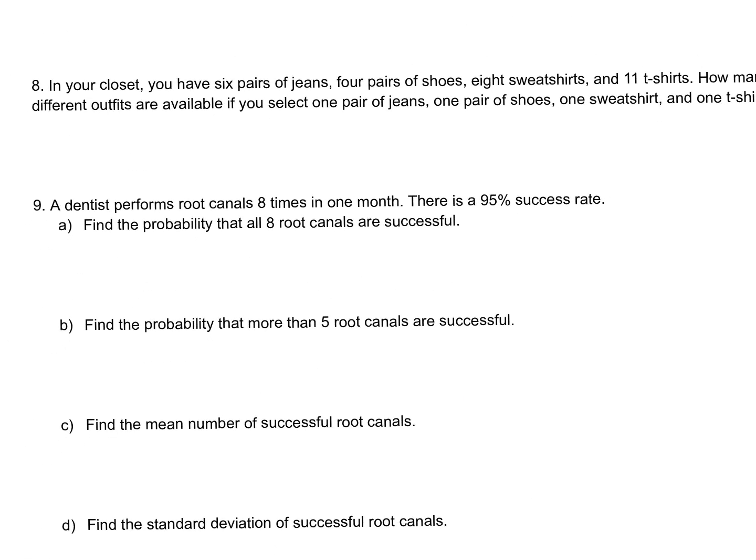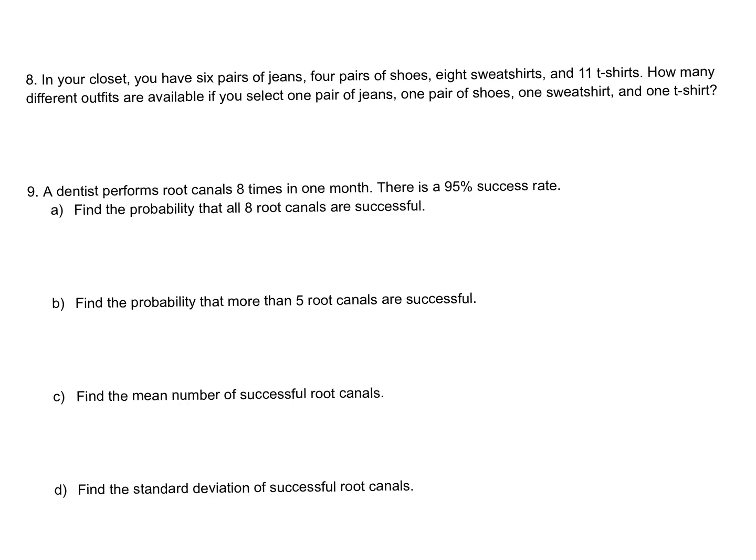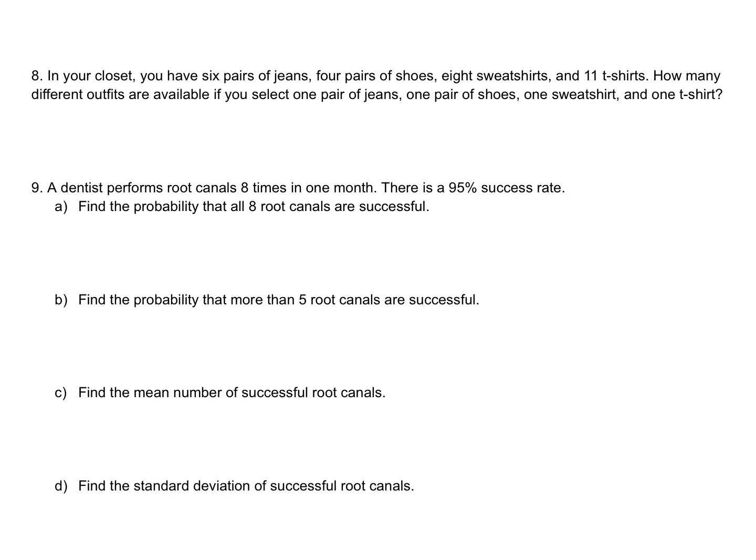So the next one says, in your closet you have 6 pairs of jeans, 4 pairs of shoes, 8 sweatshirts, and 11 t-shirts. How many different outfits are available if you select 1 pair of jeans, 1 pair of shoes, 1 sweatshirt, and 1 t-shirt? So you're just multiplying all together. So 6 times 4 times 8 times 11, which is 2,112.